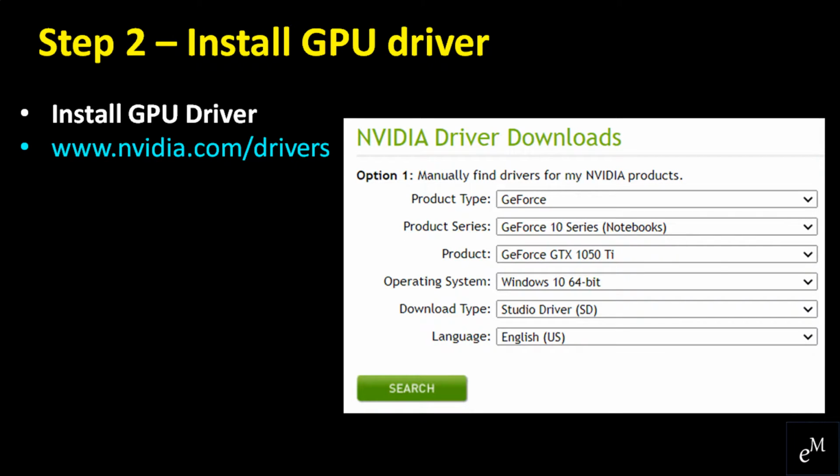Once you identify your GPU in the list, you need to install the latest GPU driver, which can be downloaded from the NVIDIA website as well. And you can manually find the drivers for your GPU. Say for example, I'm using a GeForce 1050 Ti and Windows 10, so I just select them appropriately and then search, download, and install the driver.